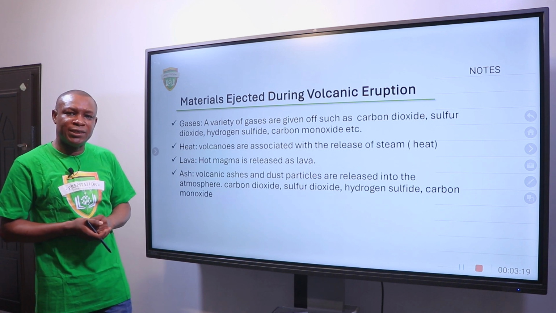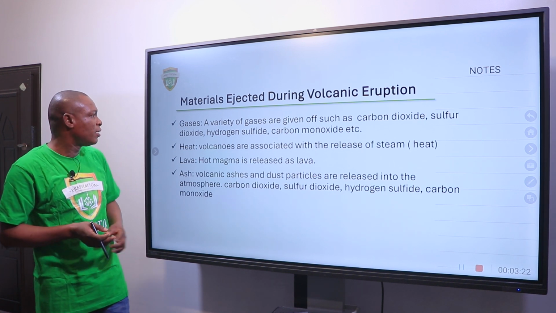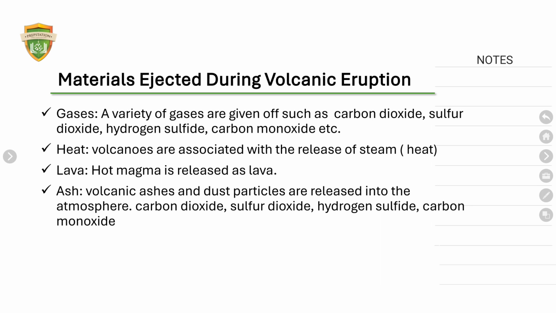What are the materials ejected during volcanic eruption? We have gases like carbon dioxide, sulfur dioxide, hydrogen sulfide, carbon monoxide. We also have heat or steam that comes out through the vents. We have lava, hot magma that is released as lava. We have ash. Volcanic ashes and dust particles are released into the atmosphere. Carbon dioxide, sulfur dioxide, hydrogen sulfide, and carbon monoxide as the gases.